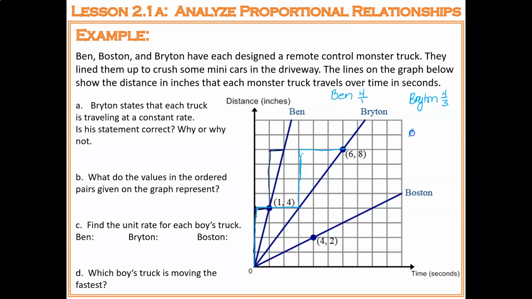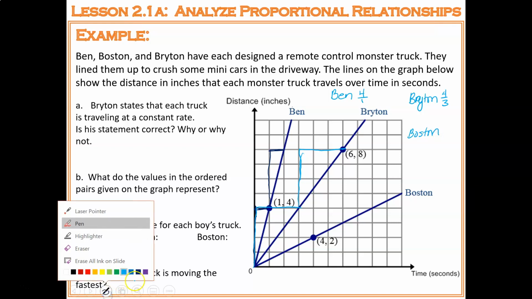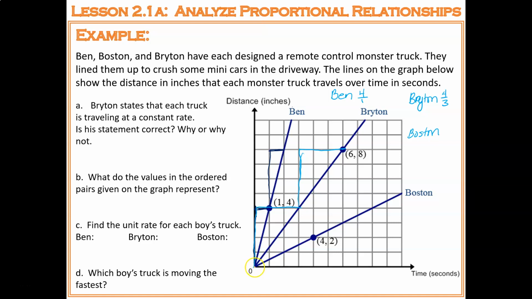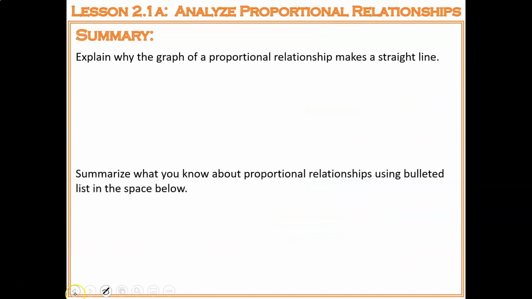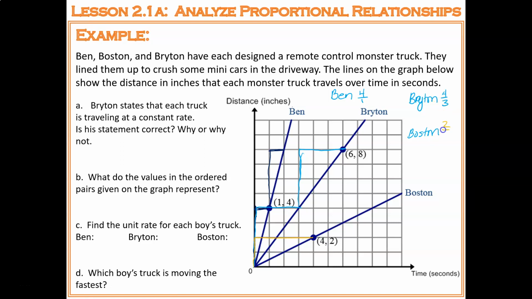And the last one, Boston. Let's give him a different color though. Let's go orange. Boston also starts at 0. He goes up 2 over 4 to the next point, up 2 over 4. So he's 2 over 4, which is equal to 1/2. Okay? So yes, they are. They are all at a constant rate.